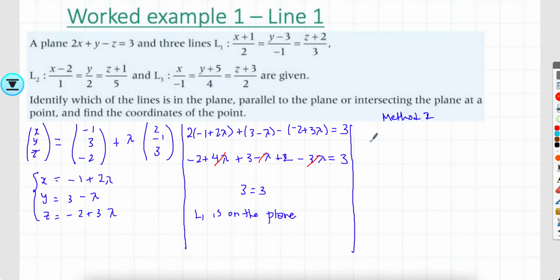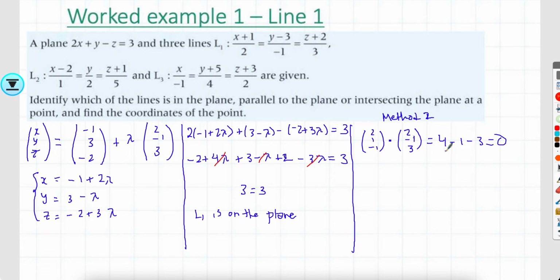method 2, is, as we said, you can use the properties of perpendicular lines. So we know that the normal of the plane is (2, 1, -1). You take the coefficients of x, y, and z. And if I take the scalar product with the direction vector, (2, -1, 3), you will notice that you'll end up with a 0. These numbers are not random, they're actually the coefficients that we got here for lambda.